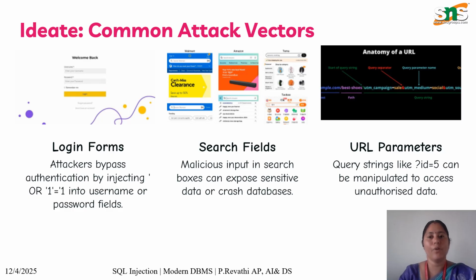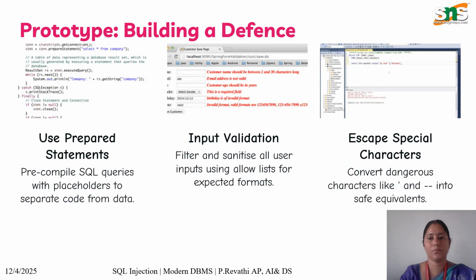So now we know where attackers strike. Next, let's see how we can protect our systems. In this prototype stage, we think about how to build solutions to stop SQL injection. There are some very effective and widely used techniques. First one is prepared statements. Second one is parameterized queries. Third one is input validation. Fourth one is escaping special characters. And fifth one is using least privilege roles.